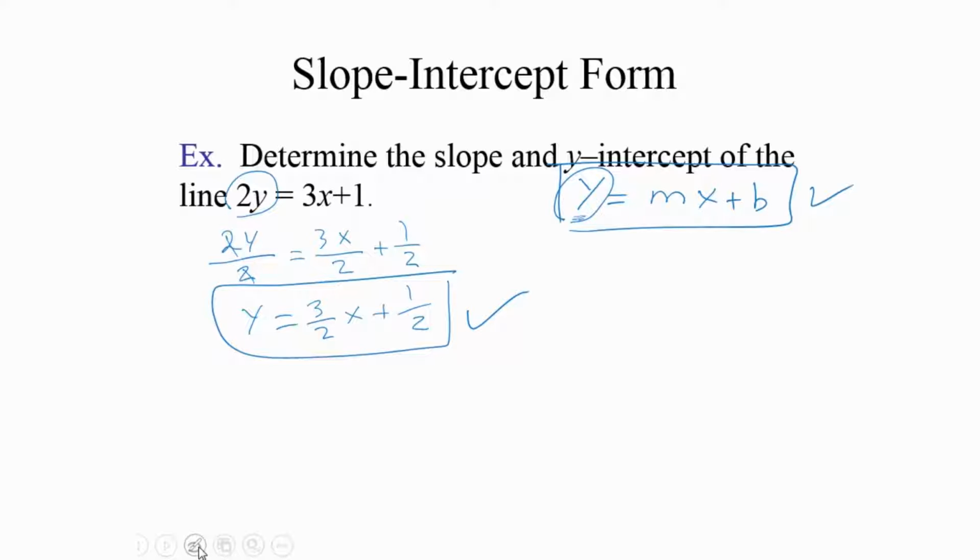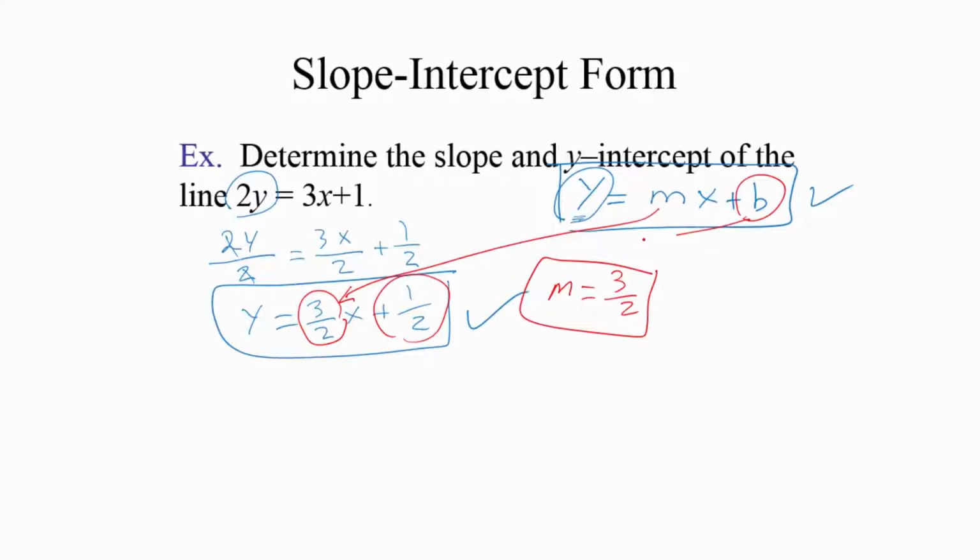So when it is in that format, I can see the coefficient of x as the slope. So m is equal to 3/2. And the constant is my y-intercept. Okay, so it's very easy. All you need to remember is to put it in this format, y equal mx plus b.